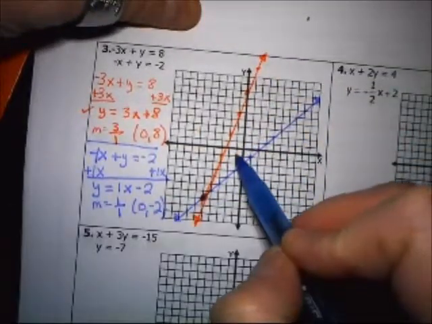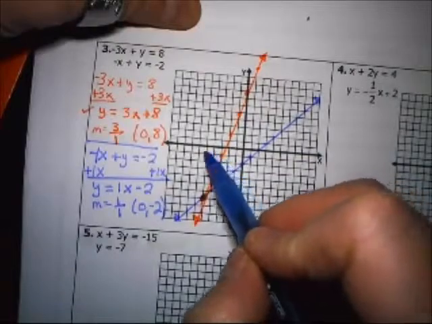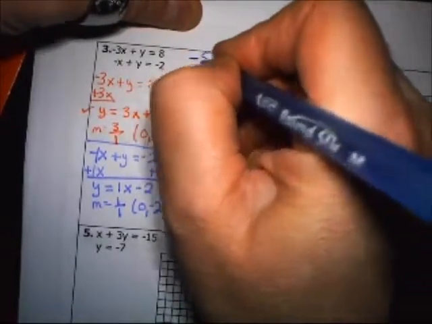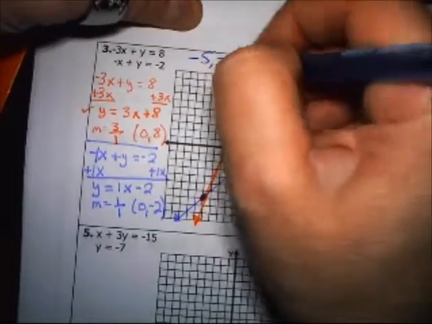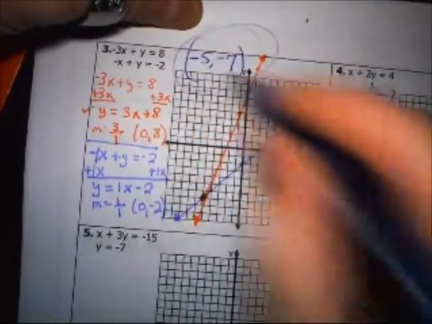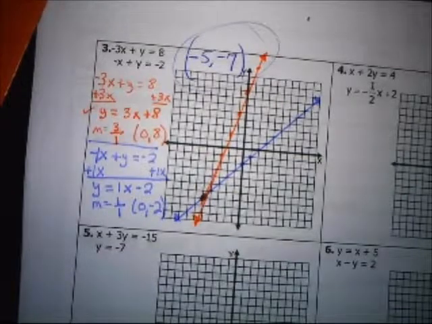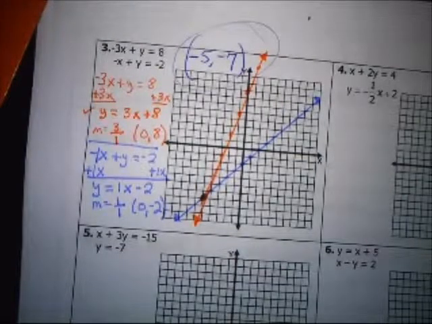So this appears to be at 1, 2, 3, 4, 5. It went left, so that's negative 5. And 1, 2, 3, 4, 5, 6, 7. It went down 7. So it appears that my solution is negative 5, negative 7.